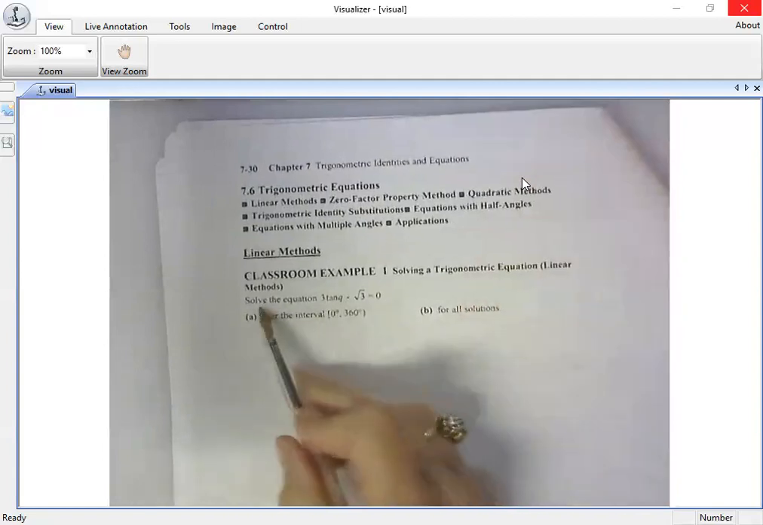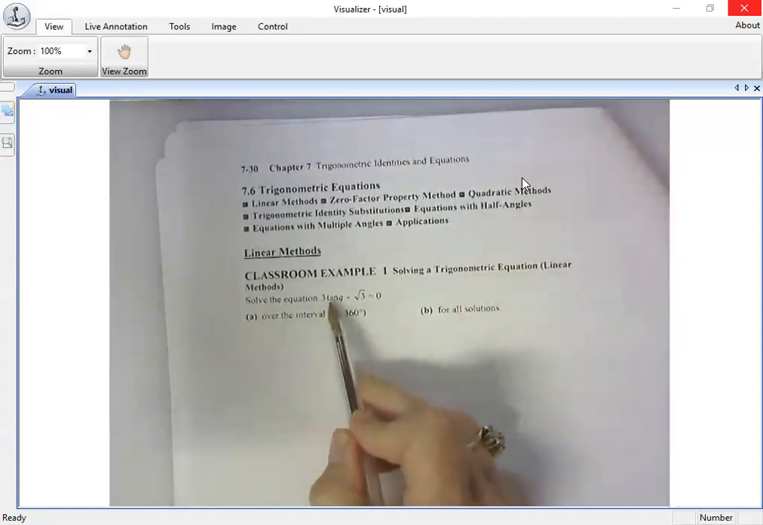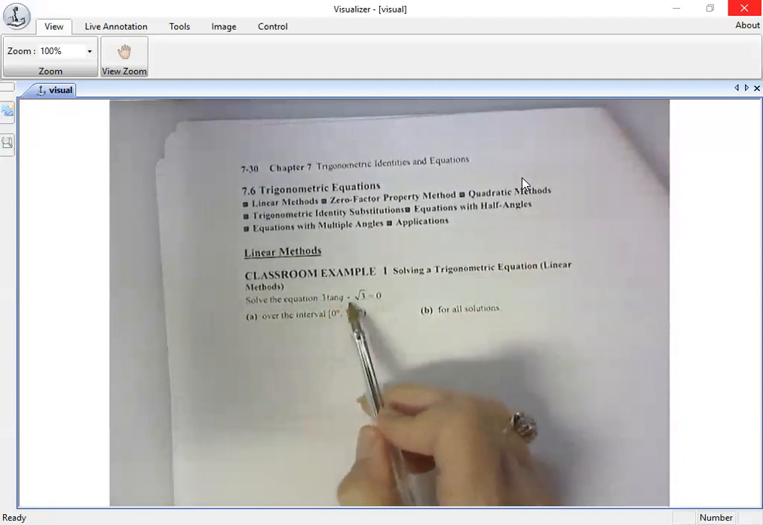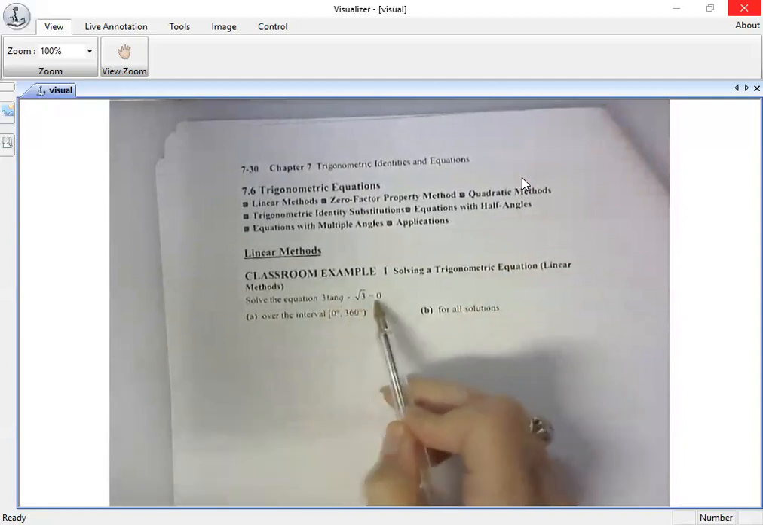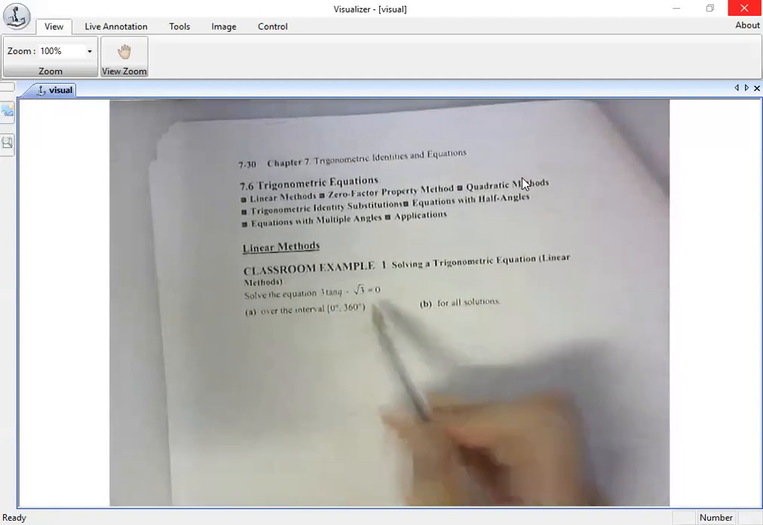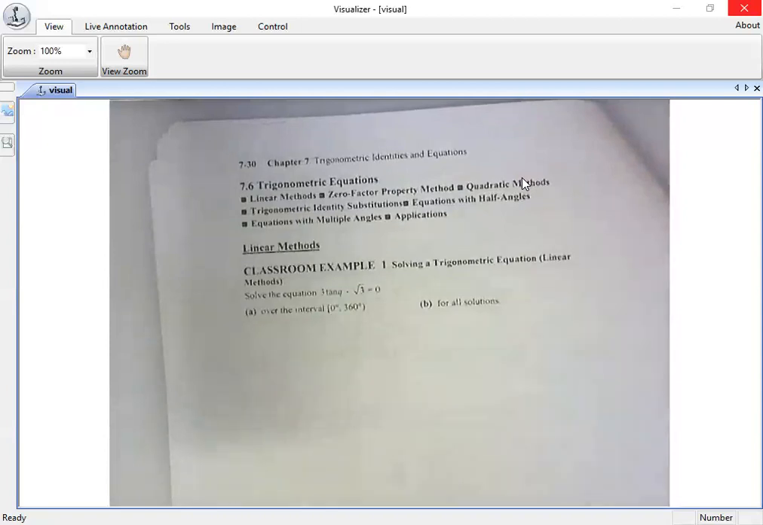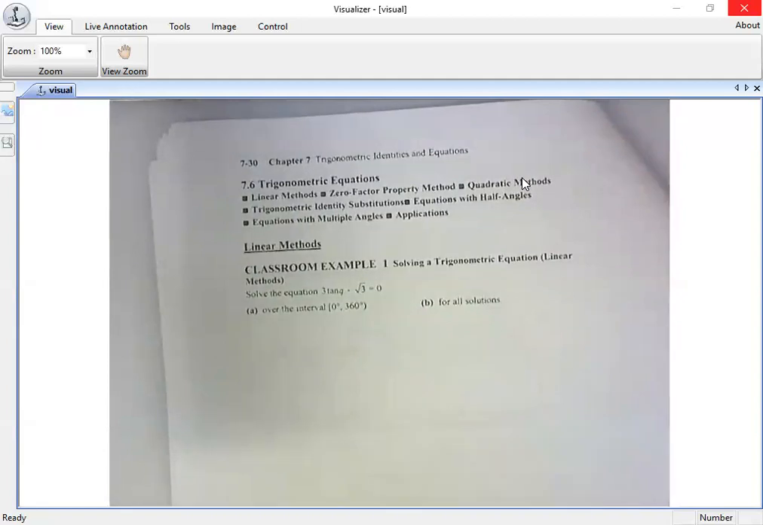So this says solve the equation 3 times the tangent of angle Q minus the square root of 3 equals 0. And the first thing we'll do is solve it over the interval from 0 to 360. So if we were looking at one complete revolution, what angle measures in there would make this a true equation? Does that part make sense as far as what we're looking for? Okay. Now, looking at it, I have no idea. I'm going to have to work with this a little bit algebraically.